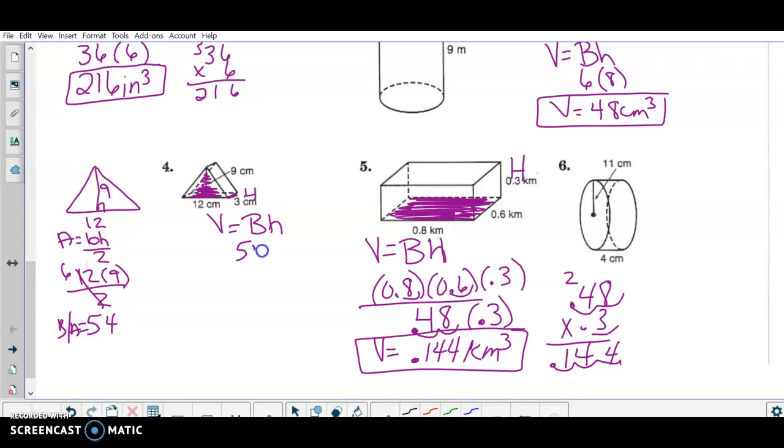So I'm going to say 54 here times 3. 3 times 4 is 12. Carry the 1. 16 centimeters cubed is our volume. So be real careful on the triangular prisms. If you have any questions, please let me know. There are some practice questions for you to try.